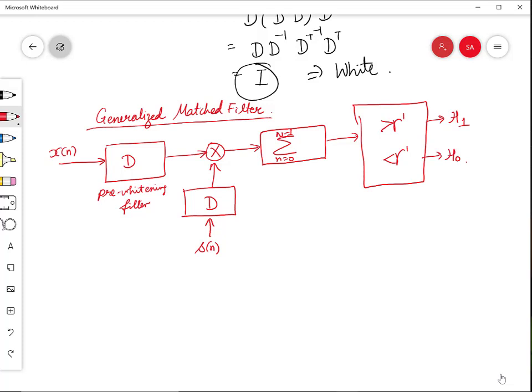So this is the generalized match filter, which is a combination of a replica correlator and a pre-whitening filter. In case of colored noise, we first multiply our signal and our observation by D, and then we follow the normal replica correlator process.